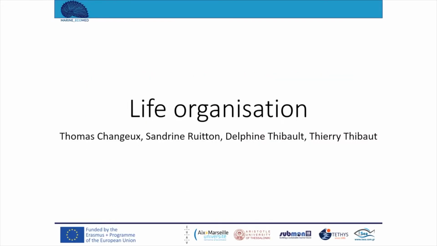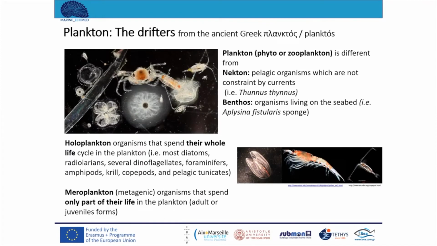In this part, I want to remind you of some basic principles of life organization that will be used later on. Most of the organisms in the ocean are plankton. Plankton drift with the current. They can be different from nekton, which are pelagic organisms not constrained by currents, or benthic organisms that live with the seabed. Plankton can also be split in two types, holoplankton and meroplankton.